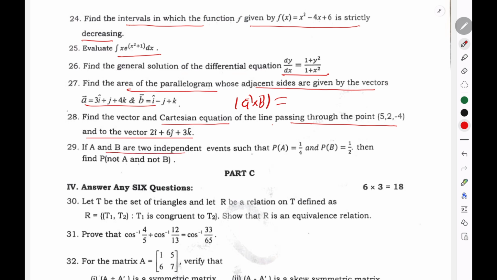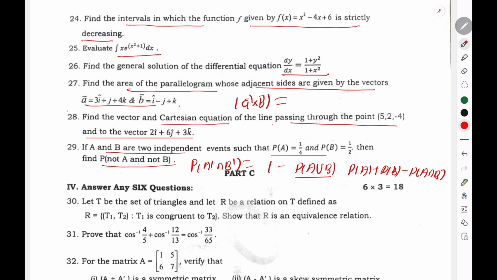If A and B are two independent events, then P of A and P of B are 1 by 2, then what is P of not A and not B? Not A means A complement, and means intersection, not B means B complement. It is 1 minus P of A union B. So P of A union B is very easy to find. PA plus PB minus P of A intersection B, because your events are independent, so P of A intersection B is the same as PA into PB. Now you can put the values and you can get the answer.